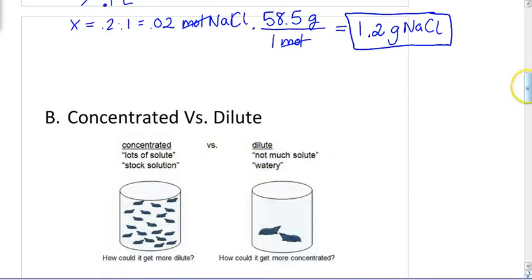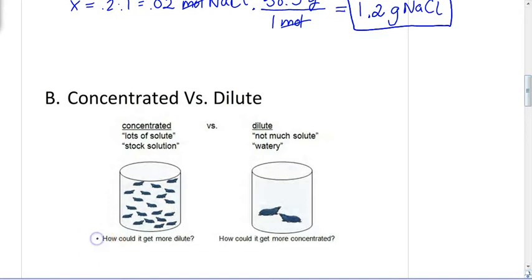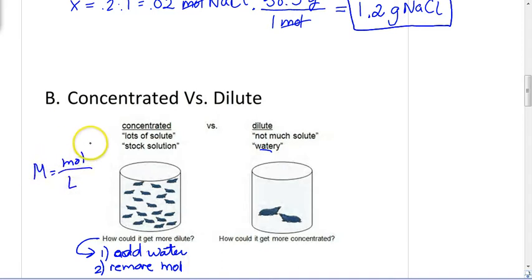Now, let's think about these 2 questions here for a minute. How could you make a concentrated solution more dilute? Well, there's a couple different things you could do. First, you could add water. You could water it down, because by watering it down, you're going to make it more watery. Another way that you could make it more dilute is to somehow remove moles. So we're making the number on top of our molarity equation smaller. Remember, molarity is moles over liters. If we're making this top number smaller, or making the entire volume bigger, that's going to make the molarity get more dilute, make it smaller.